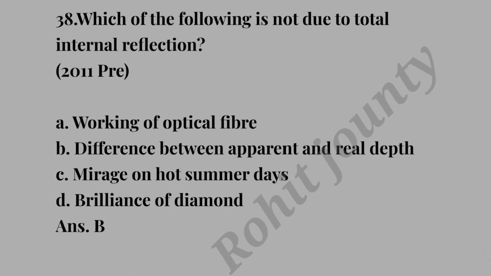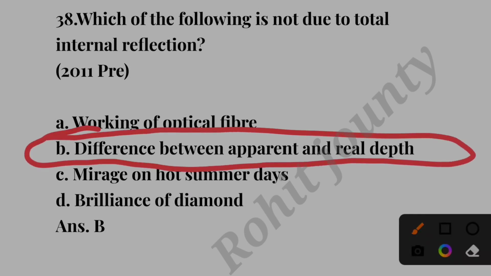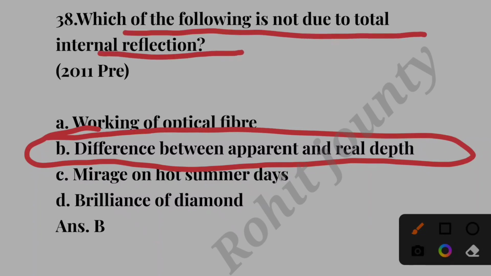Question number 38. Which of the following is not due to total internal reflection? Option A, working of optical fiber; option B, difference between apparent and real depth; option C, mirage on hot summer days; option D, brilliance of diamond. The correct answer is option B, difference between apparent and real depth. Which of the following is not due to total internal reflection? That is the difference between apparent and real depth. Option B is the correct answer.